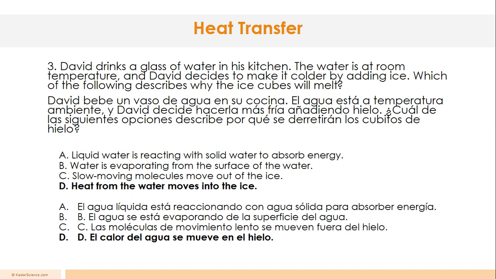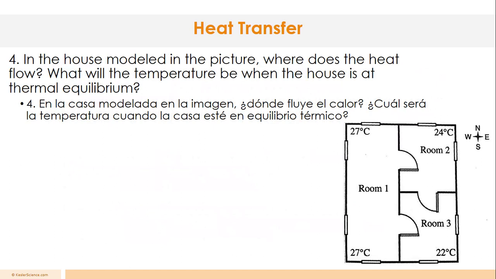Did you say that heat from the water moves to the ice? If so, good job. Let's look at question number 4. In the house modeled in the picture, where does the heat flow? What will the temperature be when the house is at thermal equilibrium? Remember, heat will always flow from hotter areas to colder areas. Where will the heat flow? Pause the video here, write down your answer, and click play when you're ready to check it.